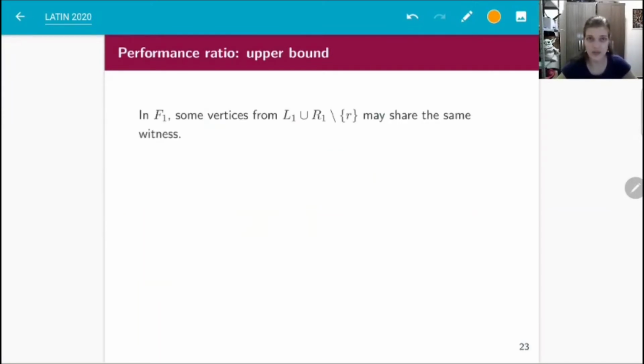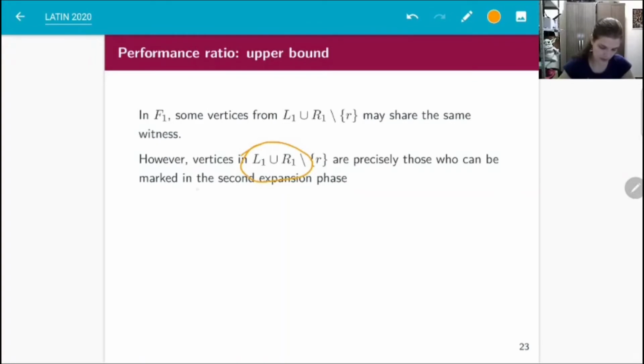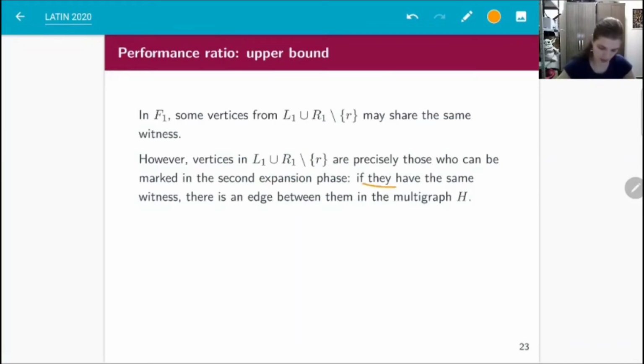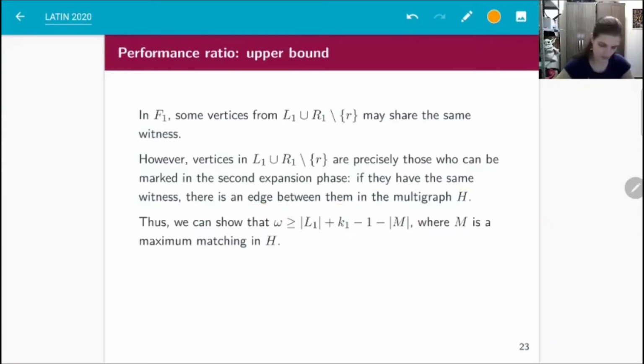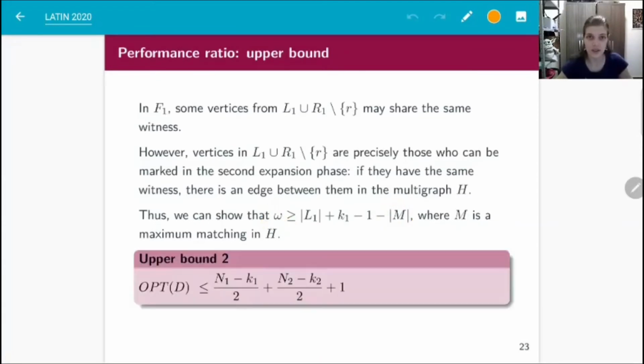For forest F1, things are a bit more complicated because some of these vertices may share the same witness. However, these vertices are those that can be marked in the second expansion phase. So the rough idea here is that if they have the same witness, there is an edge between them in the multigraph. Therefore, we can relate the number of witnesses with the size of the maximum matching. And it was because of this analysis here that we needed the maximum matching in the second phase. This allowed us to find this new upper bound here.